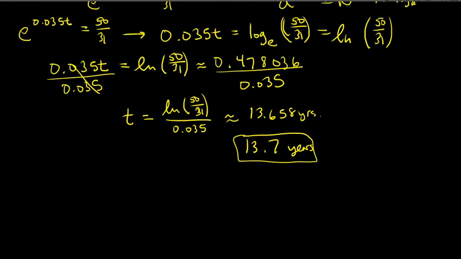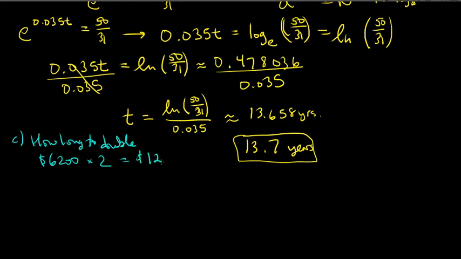So, part C, how long to double? The original investment, if you remember, was $6,200. So what's double that? It's $12,400. So that's what we want to solve for now, right? So we still have 6,200 times e to the 0.035t, but instead of 10,000, we now want $12,400.